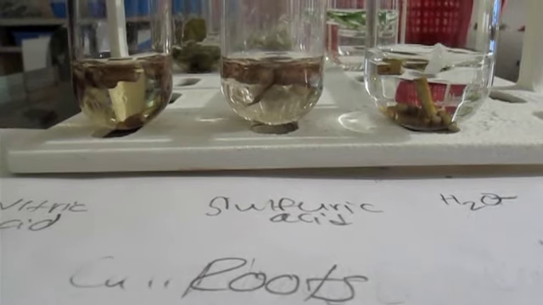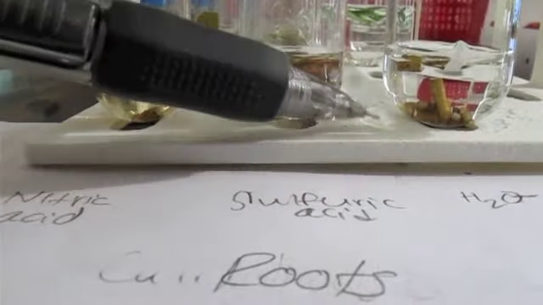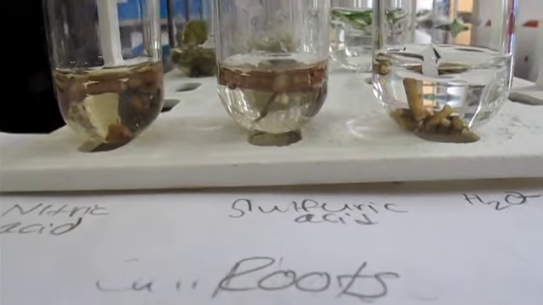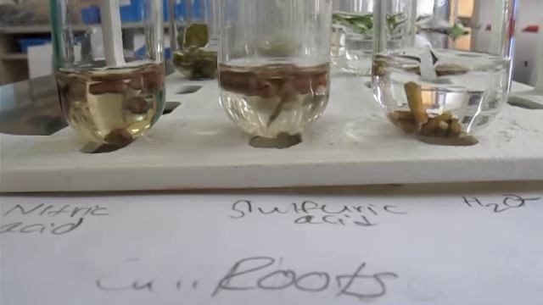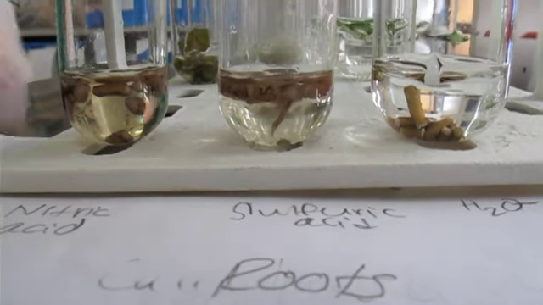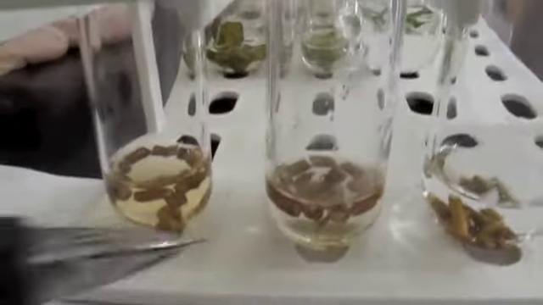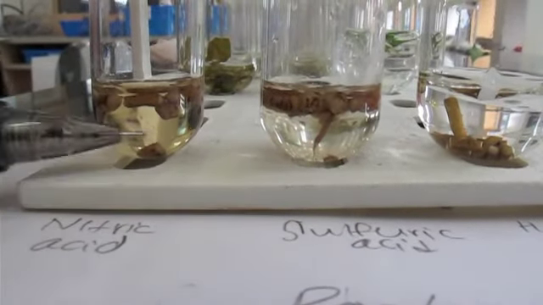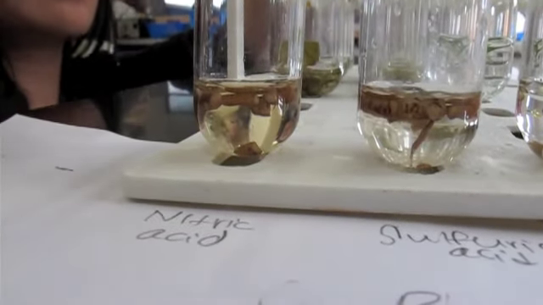So for the roots in water was normal and nothing seemed to happen. The water is still clear. And for sulfuric acid, the roots are a little discolored and swollen in the sulfuric acid. So this might be what happens when acid rain gets into the soil. And the water is also a little bit yellow for sulfuric acid. And for nitric acid, the liquid is really yellow as well, and the roots seem less swollen than sulfuric acid.